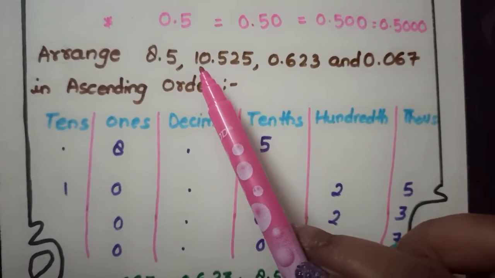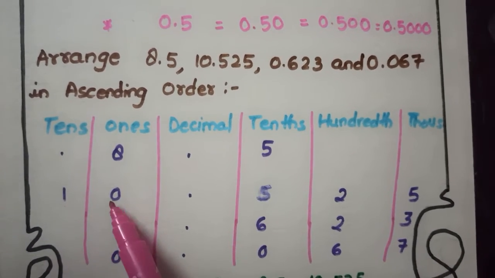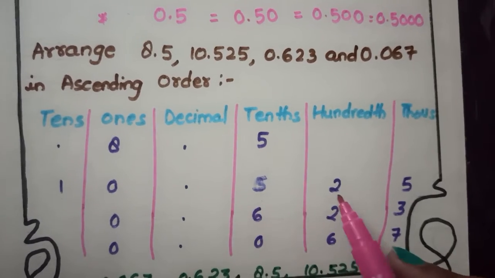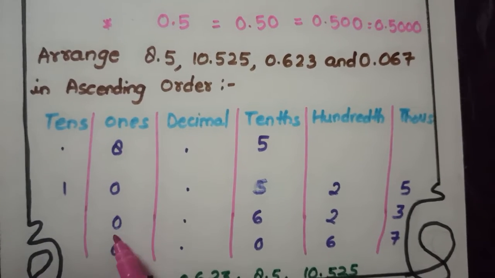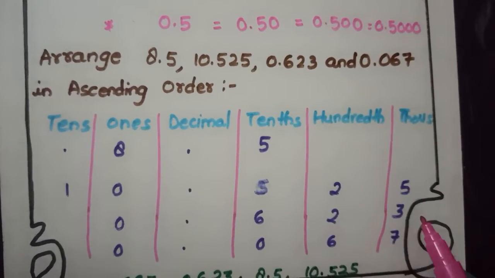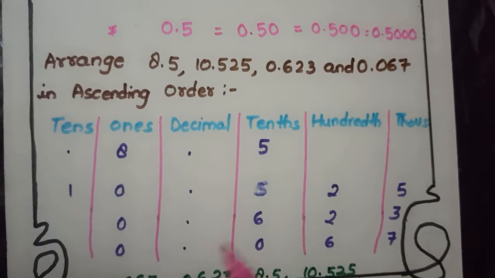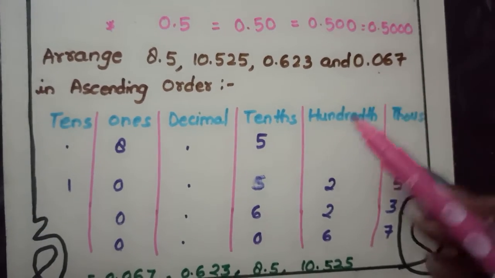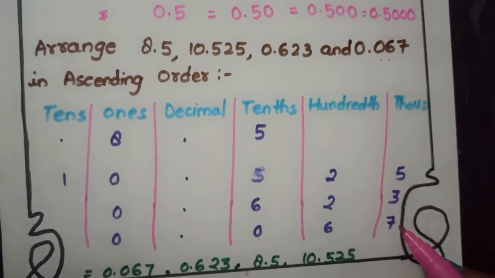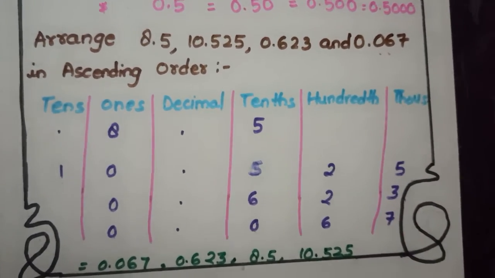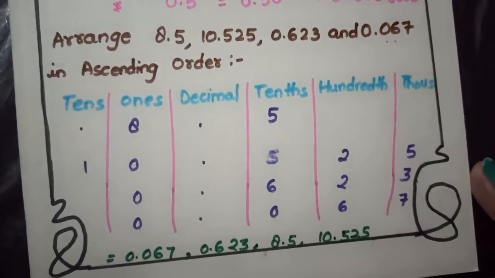Now let me arrange this one, 10.525. 1 is in tens place, 0 is in ones place, then decimal, then 5 2 5. Then we have 0.623. So 0 is in ones place, then decimal, then 6 2 3. Then 0.067. So 0 is in ones place, decimal, then at tenth place we will write down this 0, then hundredths place we will write down this 6, and then 7 will be written down at thousandths place.